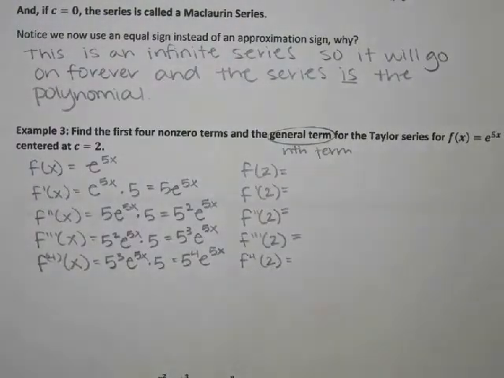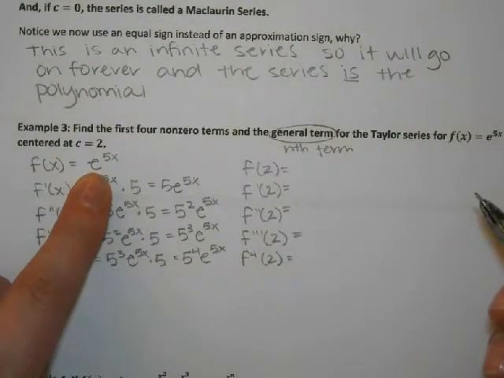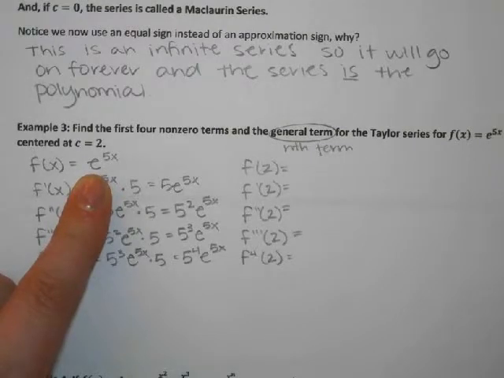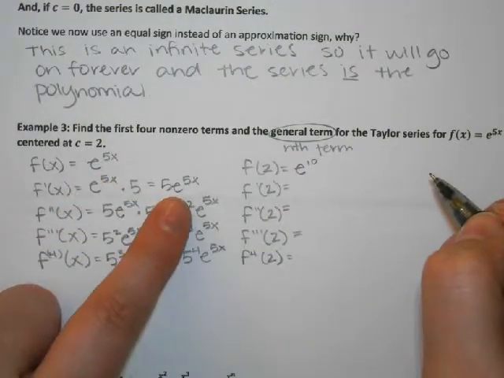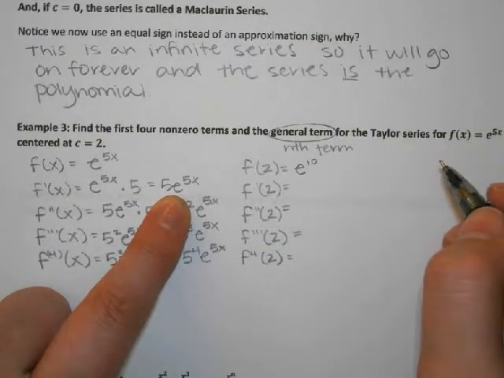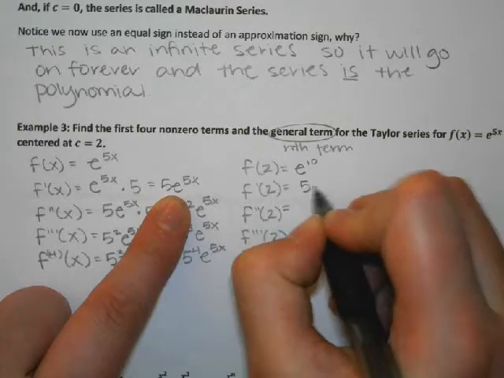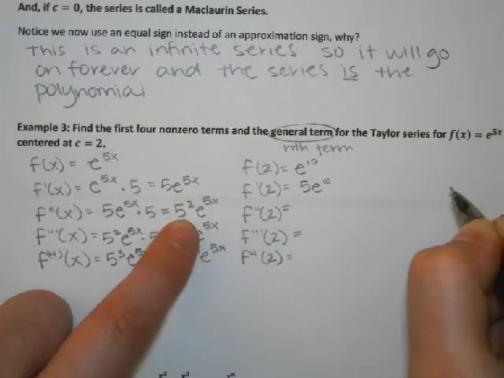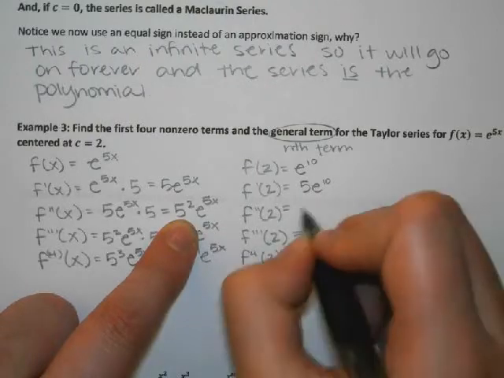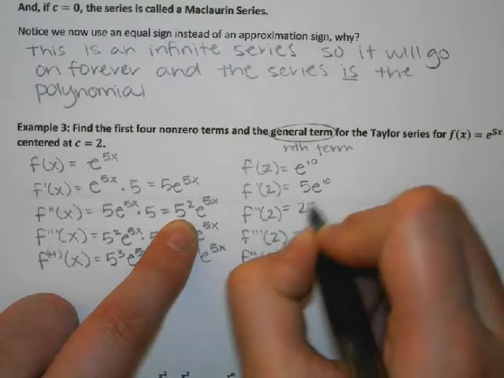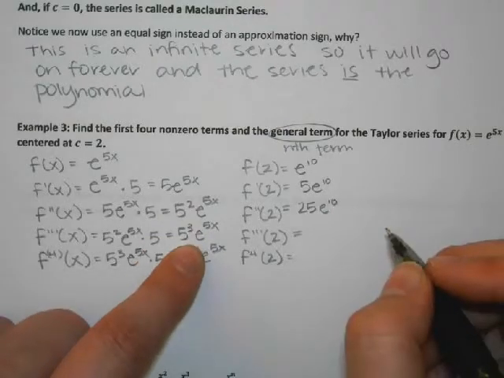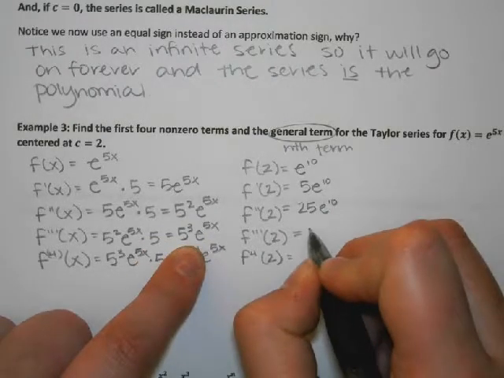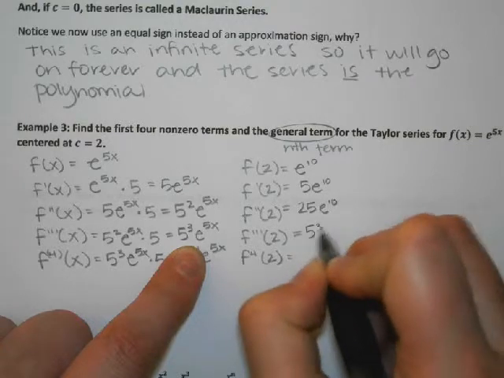Okay. So if we take the original function and we plug in 2, what do we get? E to the 10, okay. And then if we take the first derivative and plug in 2, 5e to the 10. And if we take the second derivative and plug in 2, 25e to the 10, or you could say 5 squared. And then the third derivative, 5 cubed e to the 10.